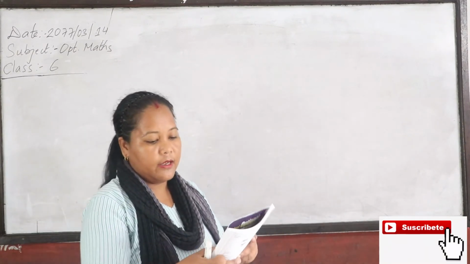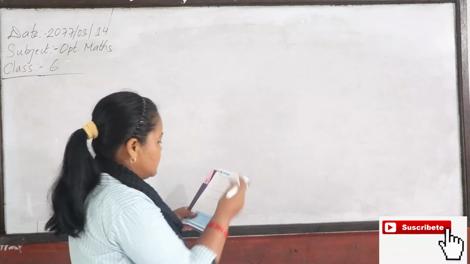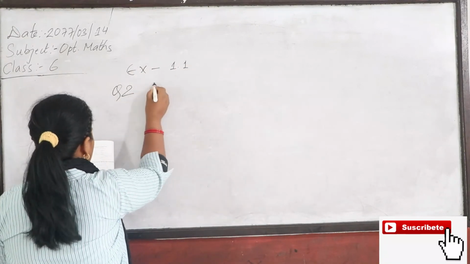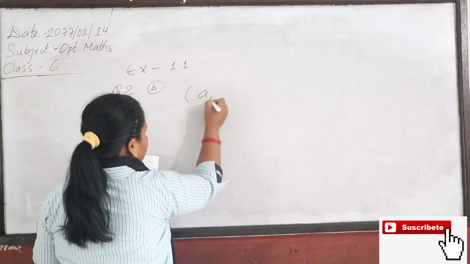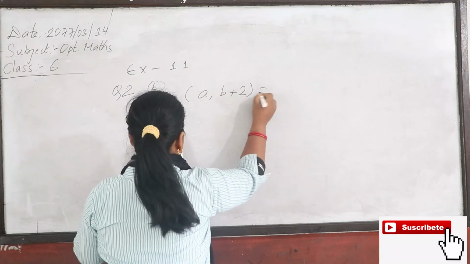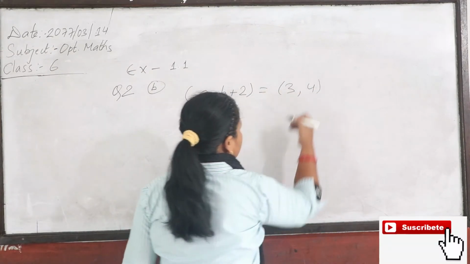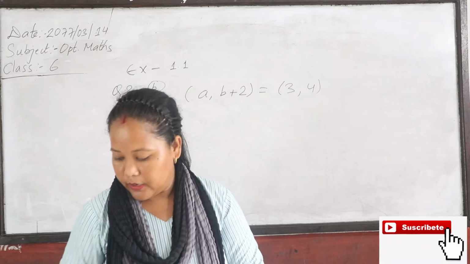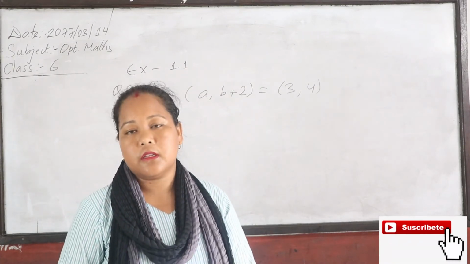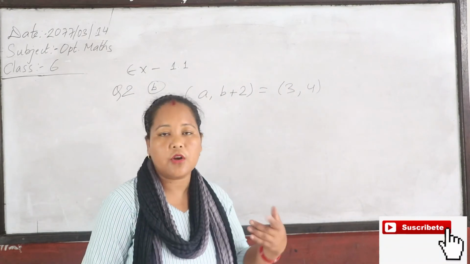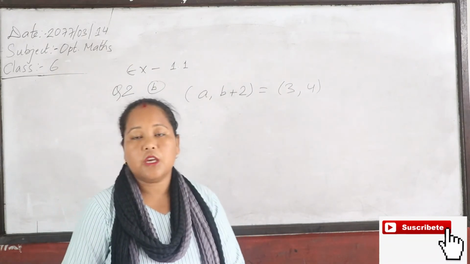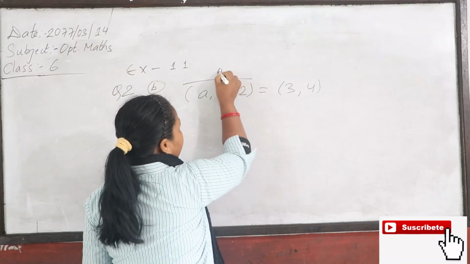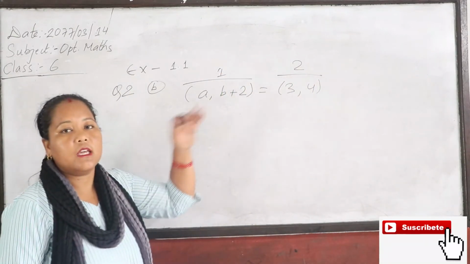In number A, it is the same as what I have just drawn. So question number 2, exercise 1.1, number B I want to do here: A comma B plus 2 is equal to 3, 4. This is the question. Find the value of the unknown variable from the following equal order pairs. Here it is given that the order pairs are equal: this first order pair and this second order pair are equal.